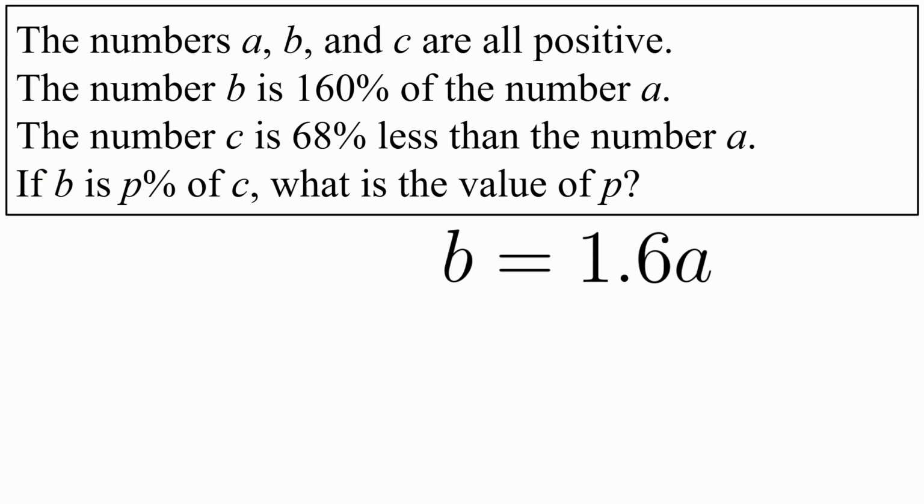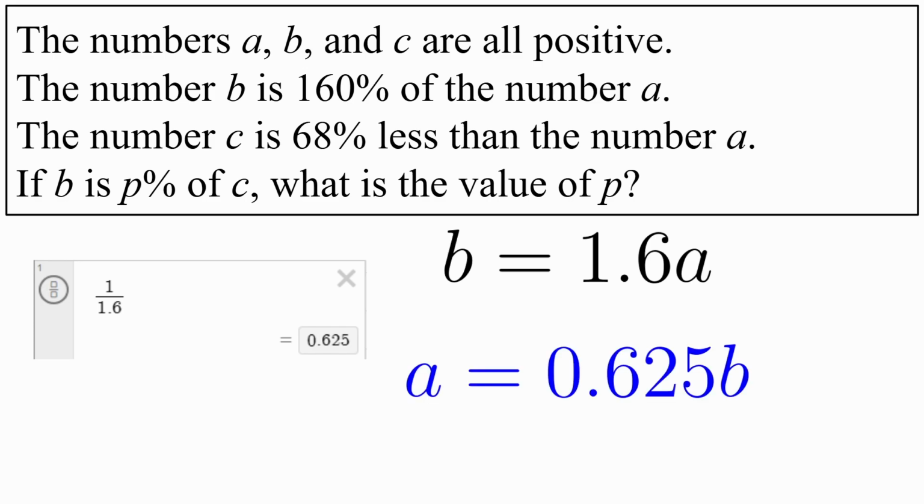So we have B equals 1.6A. We're going to try to find his counterpart. We divided both sides by 1.6. And we get A is equal to 0.625B. So his helpful equivalent counterpart is that blue one, and we're going to replace him back on the previous slide.